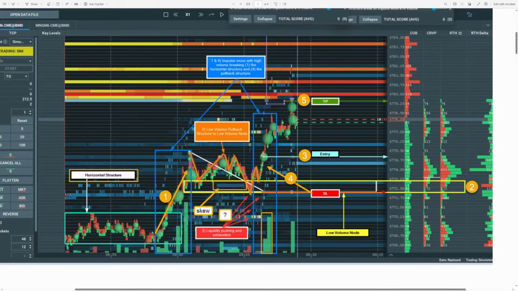in azul that is skew marked in blue. Yes, sorry, in azul. Spanish. I speak a lot of languages, and I'm lost. So yes, this was for me a kind of a push of the buyers upside, but without any success. The price comes back in the low volume node, and when this structure is broken, I decide to enter.